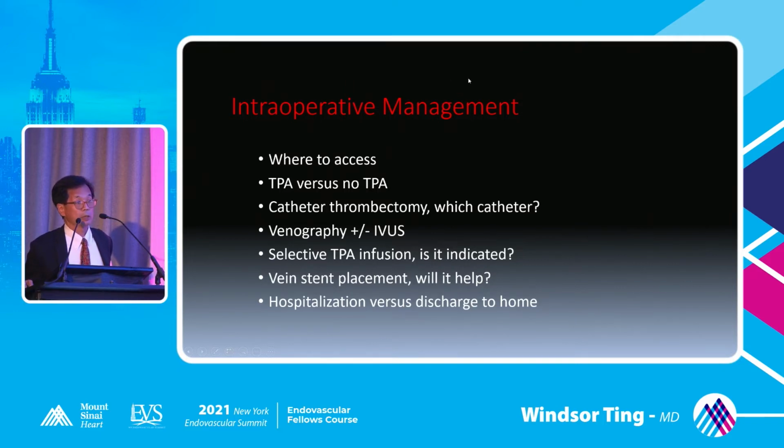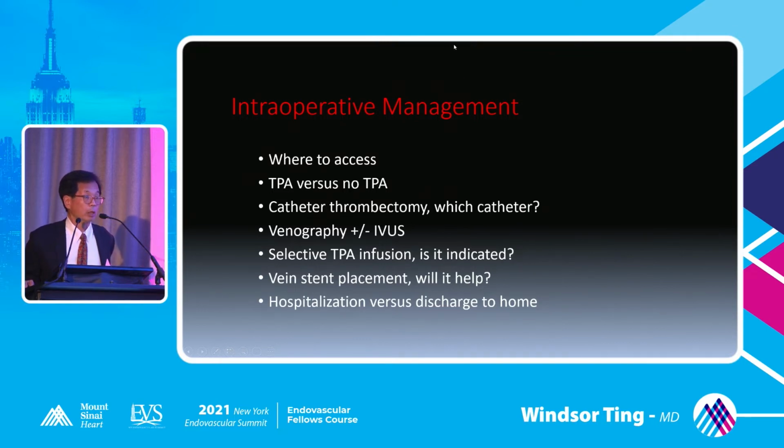Venogram is really central to these cases. It helps make the diagnosis and determine what kind of intervention is necessary. I will use IVUS when I think there is an underlying stenosis. And there, IVUS is very useful in localizing where the stenosis is.